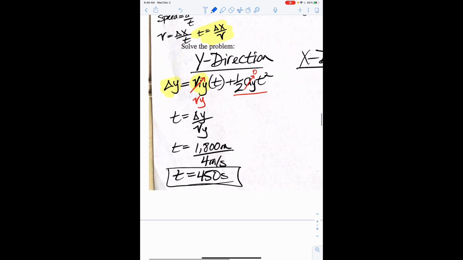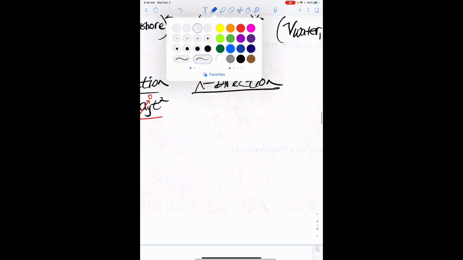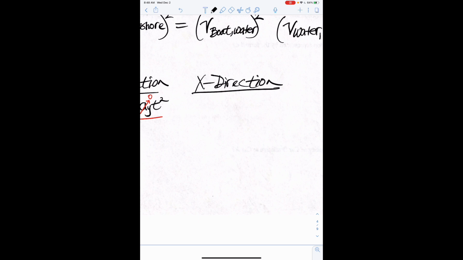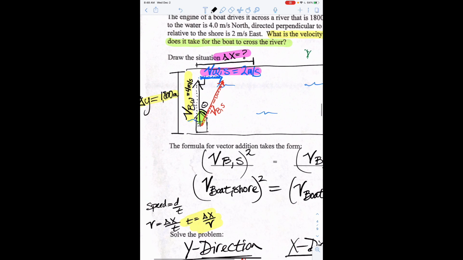So that's super useful that we got that 450 seconds, because now we can go to the x direction and carry that over just like we like to do. Time is the link between directions. We can go ahead and solve for how far down the river the boat lands. You know, if you were going to wait for this boat to get there, where on the shore should you stand to be there when the boat arrives?